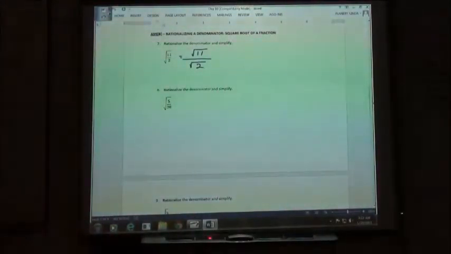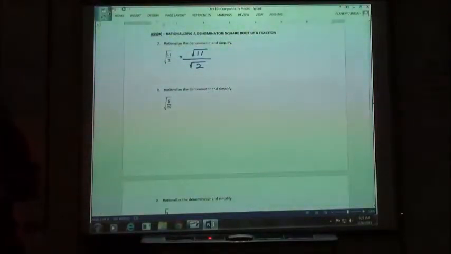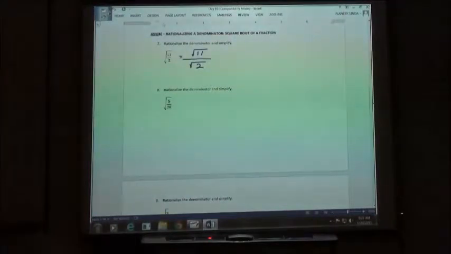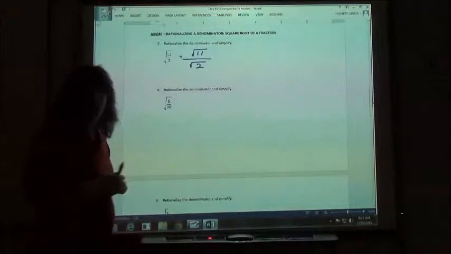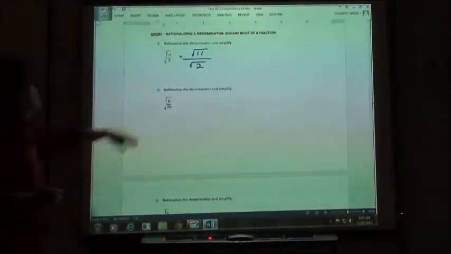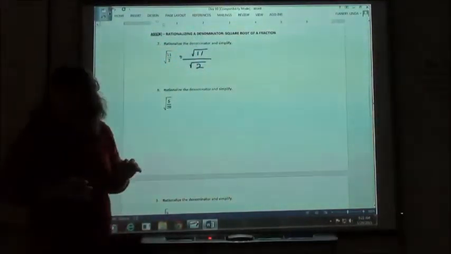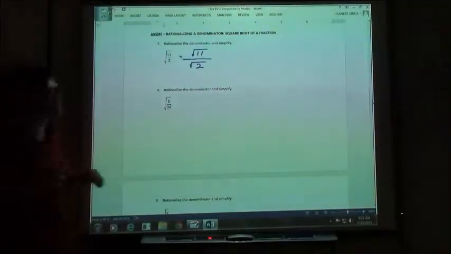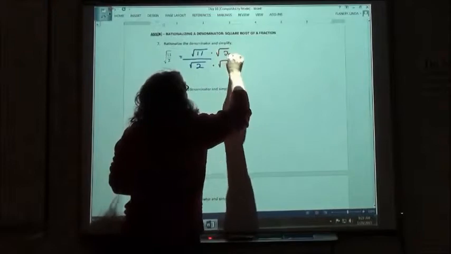What did we do on the previous ones? The square root of 2. When it says rationalize the denominator, they want you to make the denominator so it doesn't have that square root anymore, so that's why we make it that perfect square. So we're going to multiply by the square root of 2, both on the top and on the bottom.